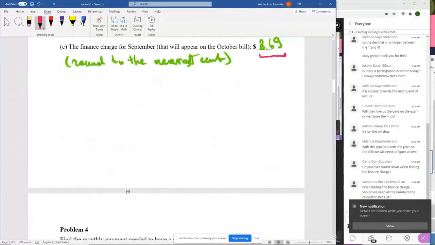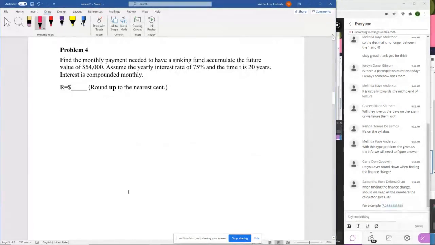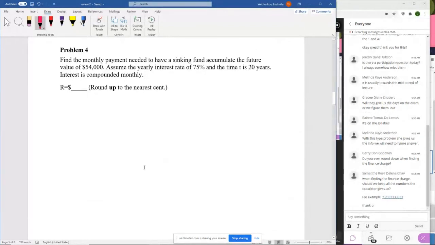Okay. And the next problem: find the monthly payment needed to have a sinking fund accumulate the future value of 54,000. Assume the yearly interest rate of 7.5%, and the time is 20 years, and the interest is compounded monthly. Okay, sinking fund is the same as annuity. So we use the annuity formula.